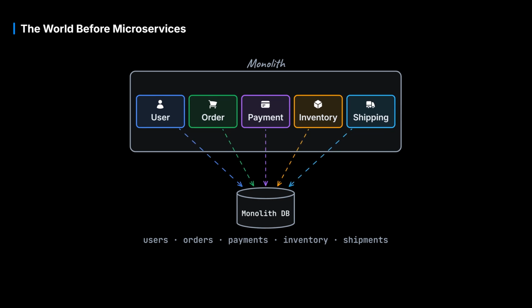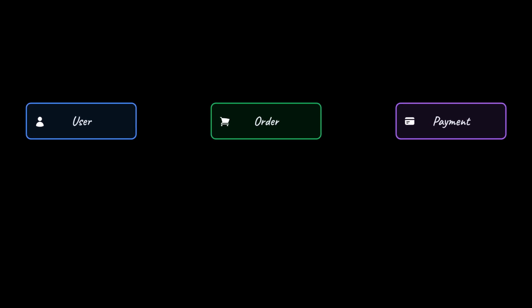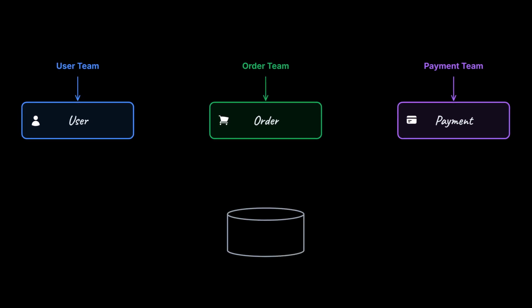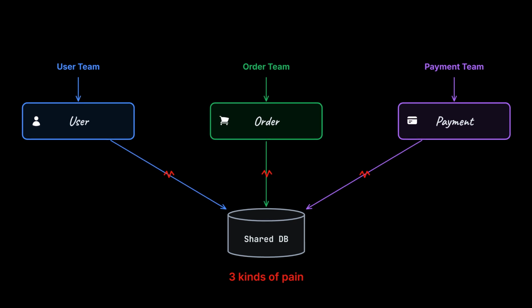But then the company starts growing, and that is exactly when the problems start coming. Now see what changes here. Notice carefully. Nothing changes in the database itself. The organization changes. Now different teams are owning different modules. The user team owns the user part. The order team owns orders. The payment team owns payments. But underneath, all of them are still connected to the same database. And this one shared database is now going to create 3 very specific types of problems.